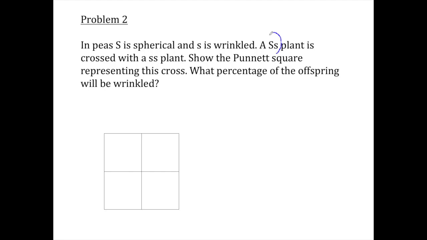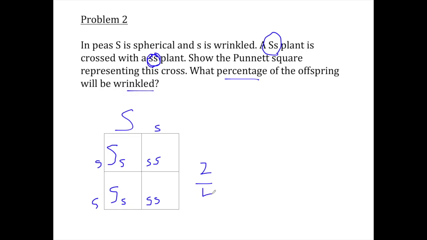So, we have one parent that's a heterozygote, big S, little s. The other parent is homozygous recessive, so two little s's. Okay, so the possible kids they can make are big S, little s, little s, little s, big S, little s, little s, little s. And then again, it asks you what percentage of the offspring are going to be wrinkled. Remember, wrinkled is the homozygous recessive. So that'd be two out of the total of four, or one half, or 50%.